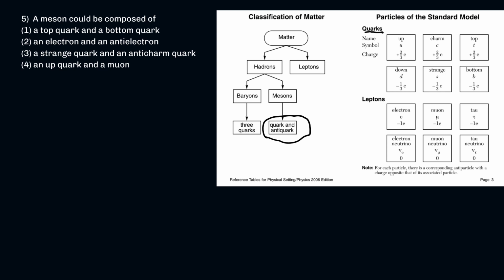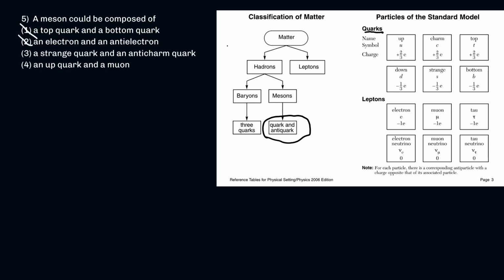So we have here answer choice 1, a top quark and a bottom quark. That is not going to be an anti-quark. Those are both just regular quarks, so that's not going to be an answer. Answer choice 2, an electron and an anti-electron. Again, those are leptons, so that is not going to be an answer.